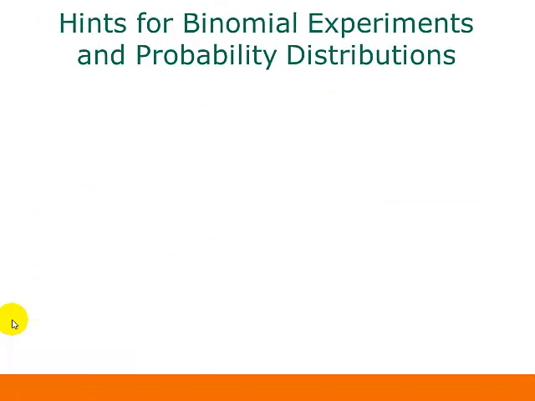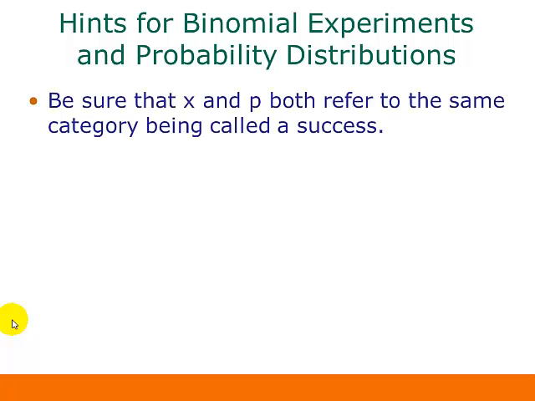Now here are some hints for binomial experiments and probability distributions. First, be sure that X and P both refer to the same category, being called a success. So when you're looking at a binomial experiment, decide which outcome is going to be a success. The number of successes will be your X, and the probability of that success will be P. So both the X and the P have to refer to that same outcome.